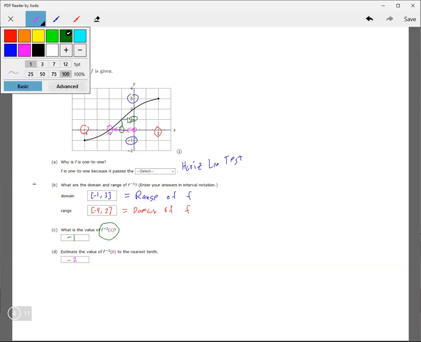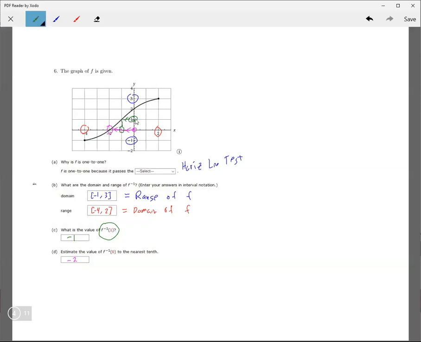Let me try to make this clear. So you start here at 1, and you come over, and what's the x value that gives that to you? Okay, so that's a little bit the opposite, or kind of backwards, when you're looking at just trying to find function values, because we're trying to find inverse function values. Okay, any questions about any of that?